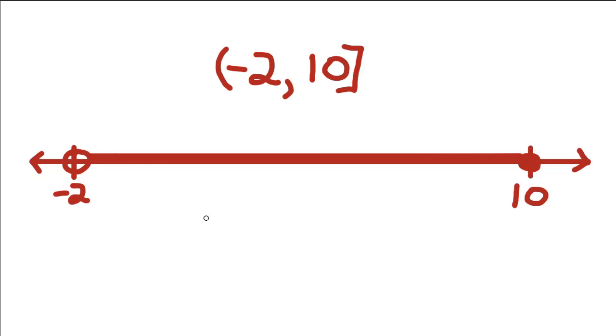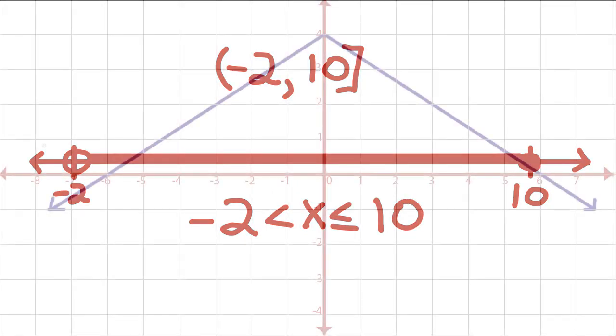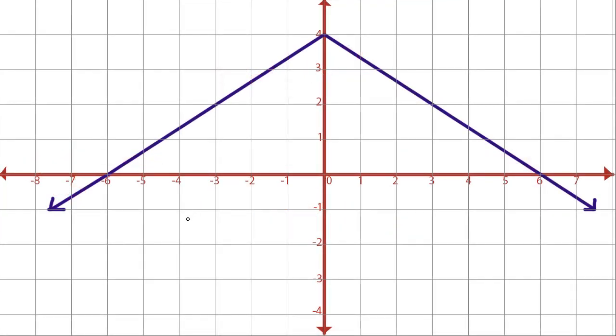This would be the same thing as writing -2 is less than x less than or equal to 10, but in a much shorter notation. Let's take a look at how we would indicate intervals in interval notation on a graph.